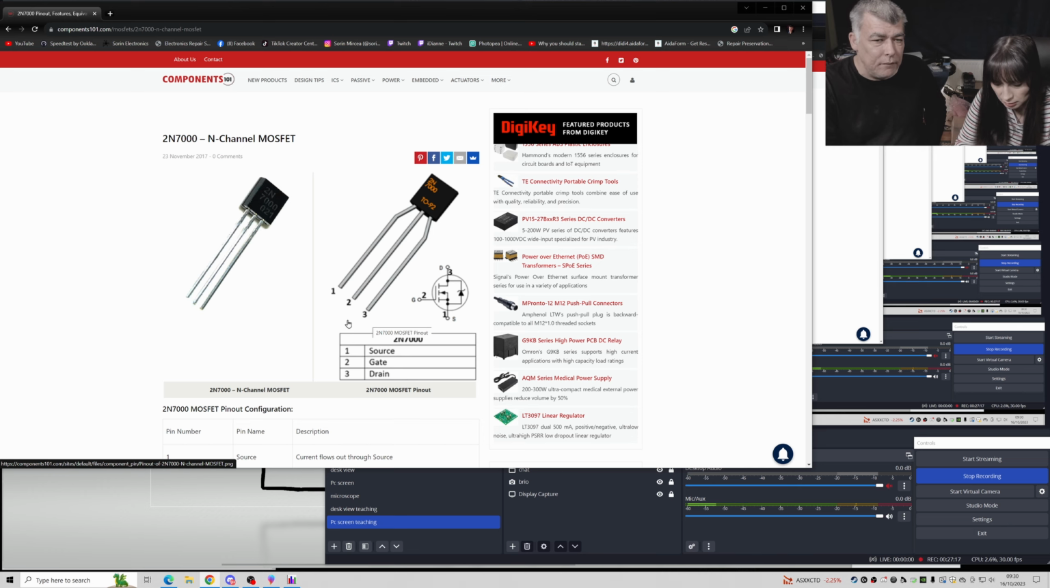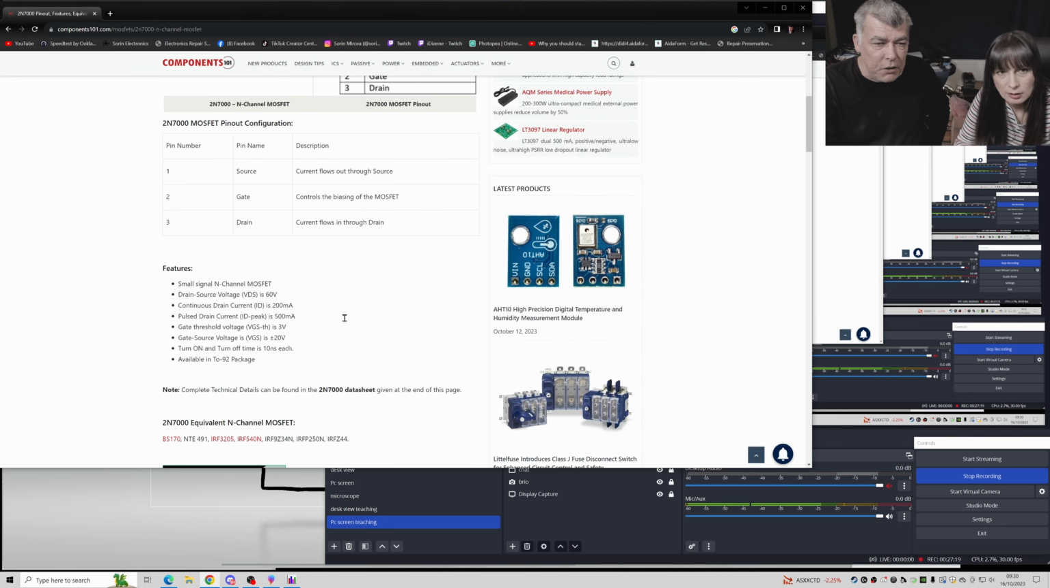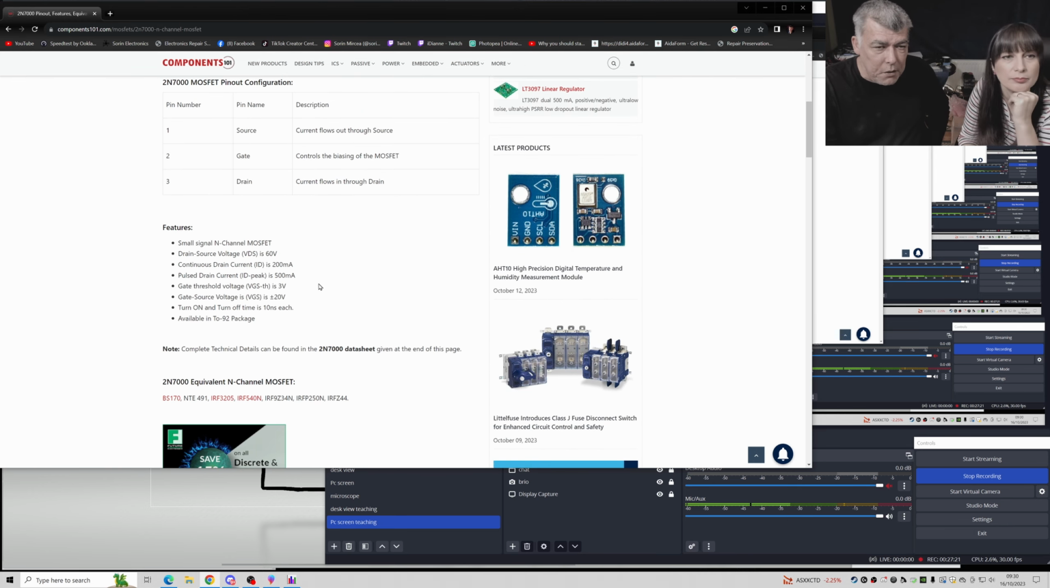All right. Now check the specification, it's another important thing. It's an N-channel MOSFET. Drain to source voltage max is 60 volts, so it's fine in our project. Drain current is 200 milliamps. We don't really care because we are speaking about voltage, not current.